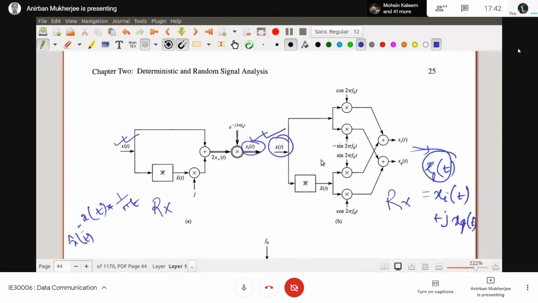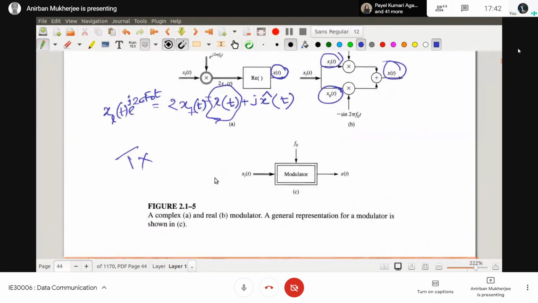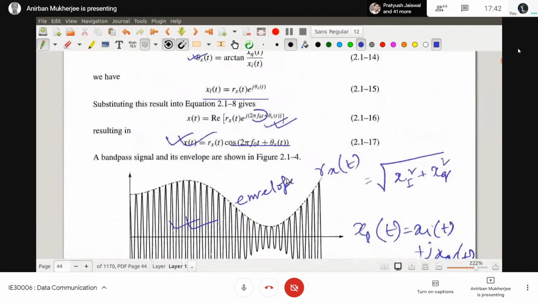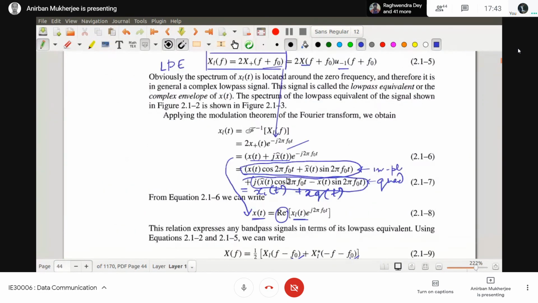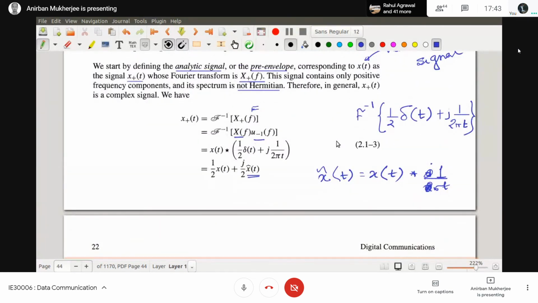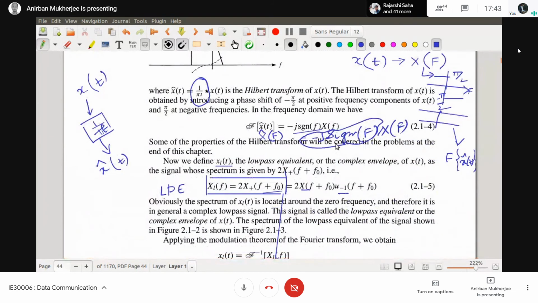Sir? Yes. Sir, how did this come? X_L(f) is equal to 2X plus f plus f0. Which one? Sub-figure A or sub-figure B? Sir, it's a bit up. This one? No, sir, still one more page. Yes, sir, this one. No sir, one page down. Yes sir, X_L(f) equal to 2 into X plus. No, that we have defined, that I told you. Now we define, this is my definition. Okay sir.